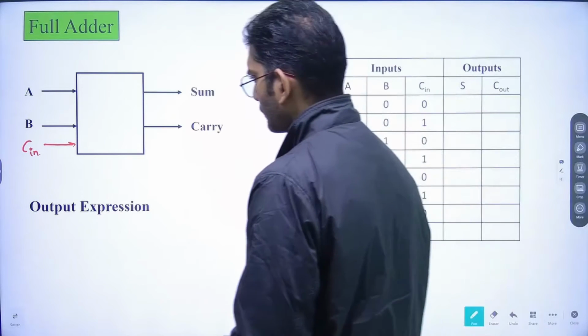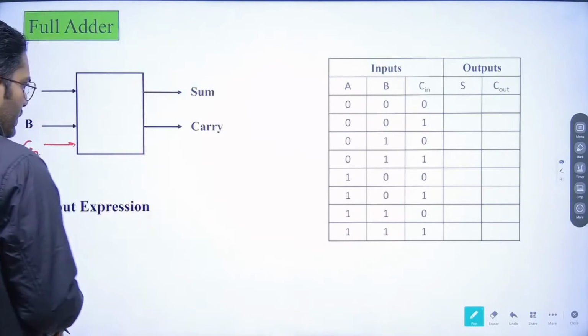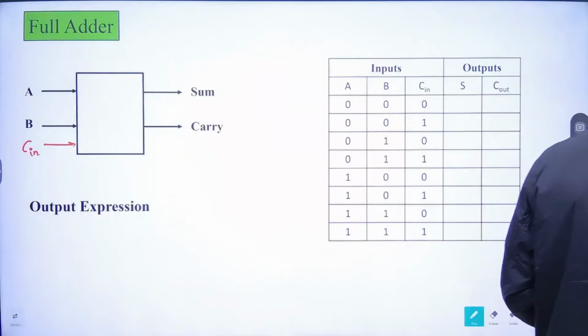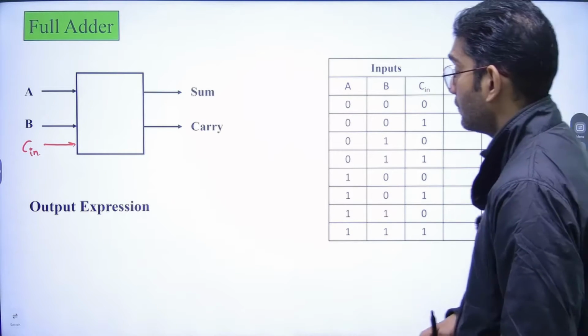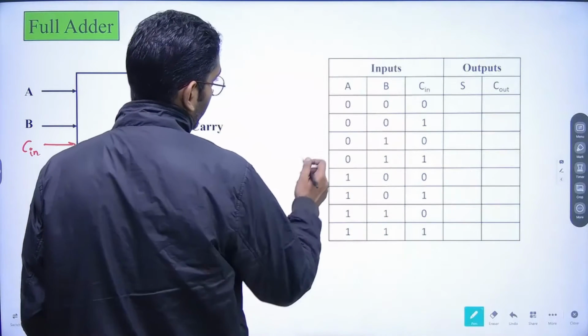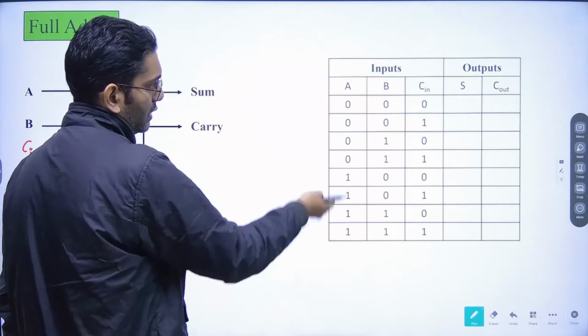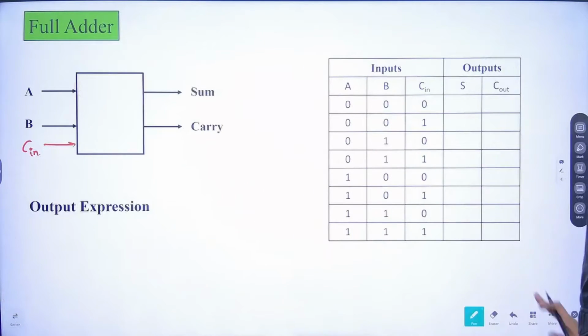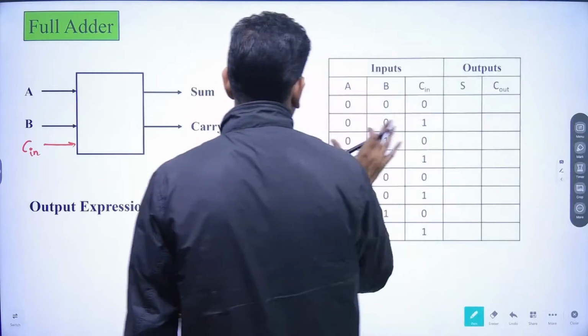The third input is carry in. Now based on three inputs, we have a total of 8 combinations, and these 8 combinations are written over here. Now let us perform the operation.